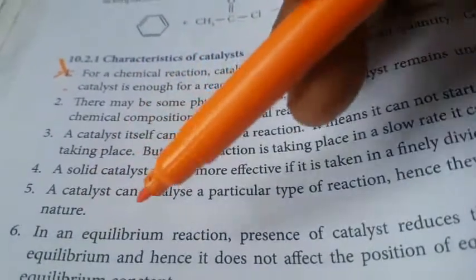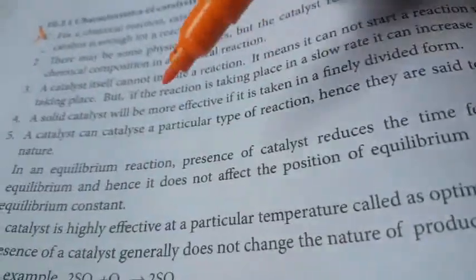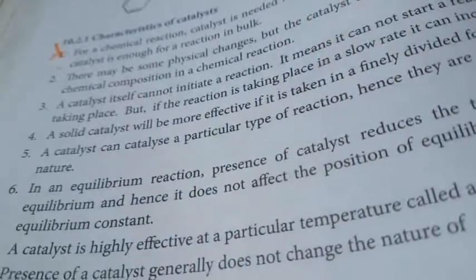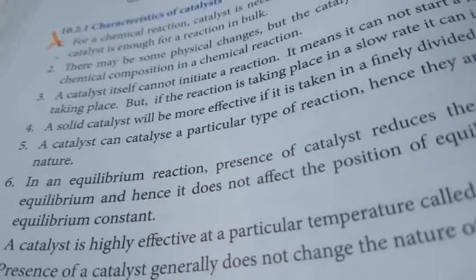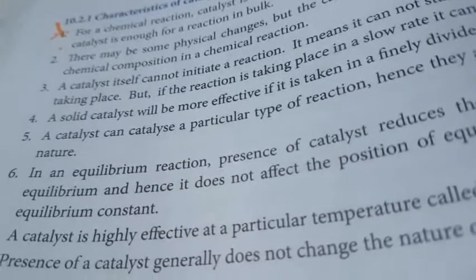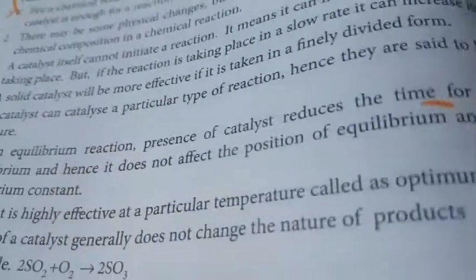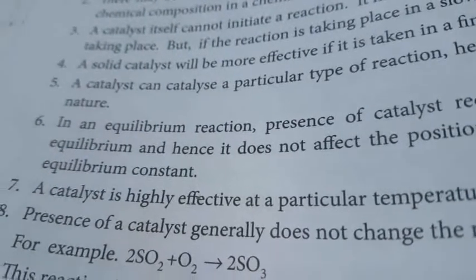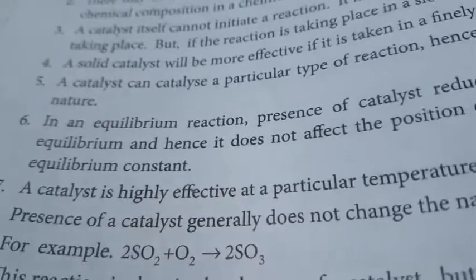Okay, so next one is, in the equilibrium reaction, the presence of a catalyst reduces the time to attain the equilibrium and hence it does not affect the position of the equilibrium. Suppose a reaction, with reactant and product, has already attained equilibrium, and we add the catalyst, the equilibrium will be attained after some time. So that is the reason it does not affect the position of the equilibrium and the equilibrium constant. However late it happens, what happens again? The equilibrium attained will be the same. Okay, so this is another one.